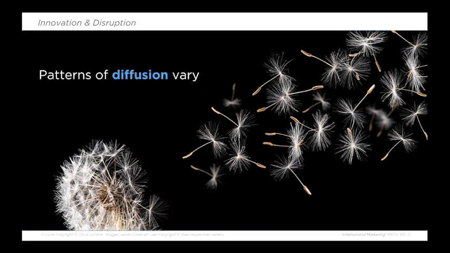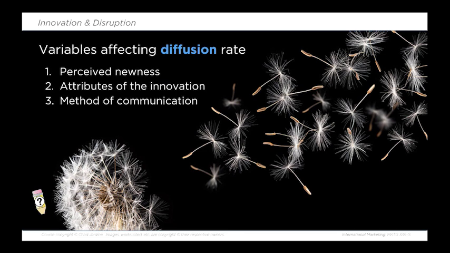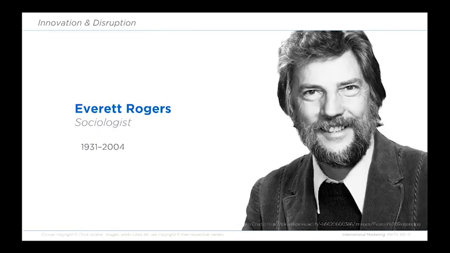There's more than one way that things move around inside a target market. And some of the variables are these. How new is it perceived? Do we understand the attributes, and do we know what this thing does or what it promises to do? And how is it communicated? How do we find out about it, and how do we tell others about it?